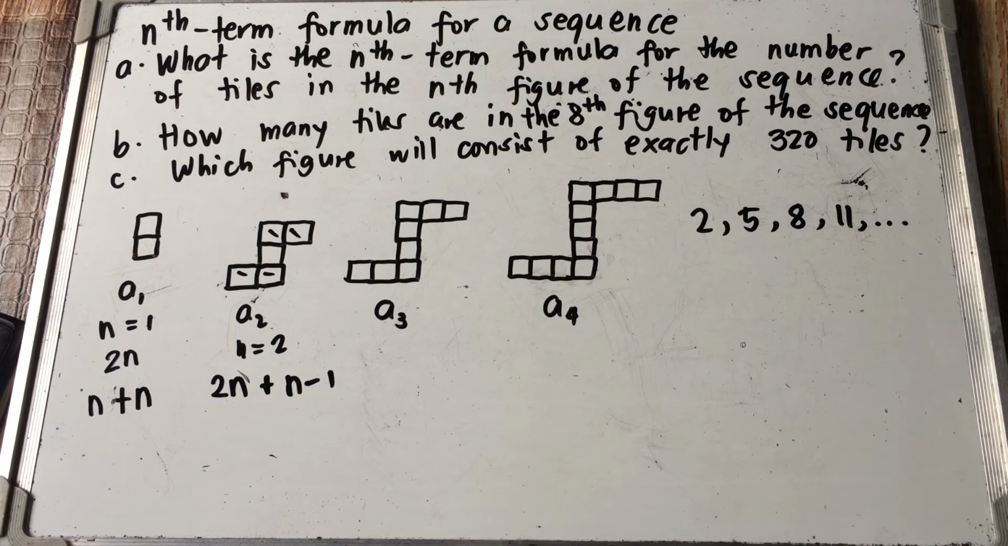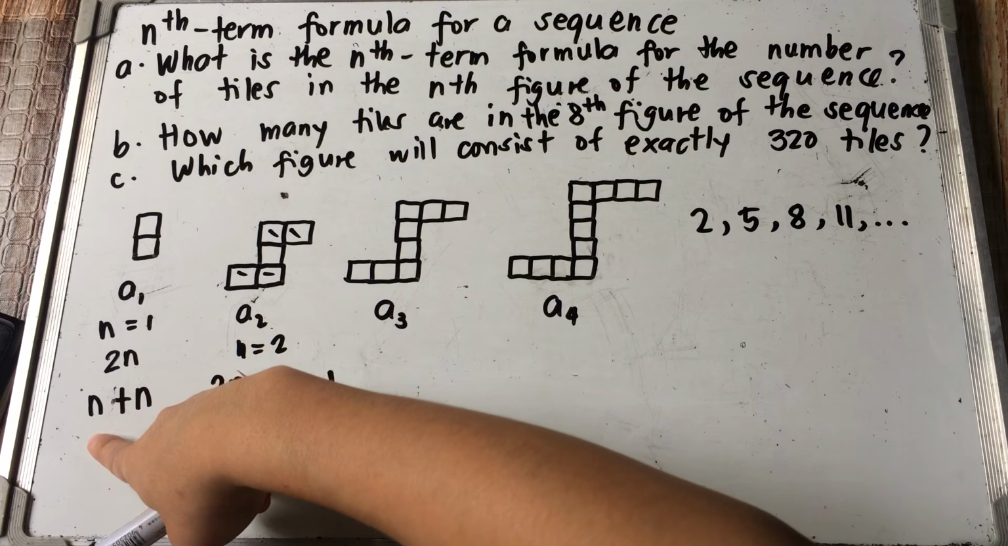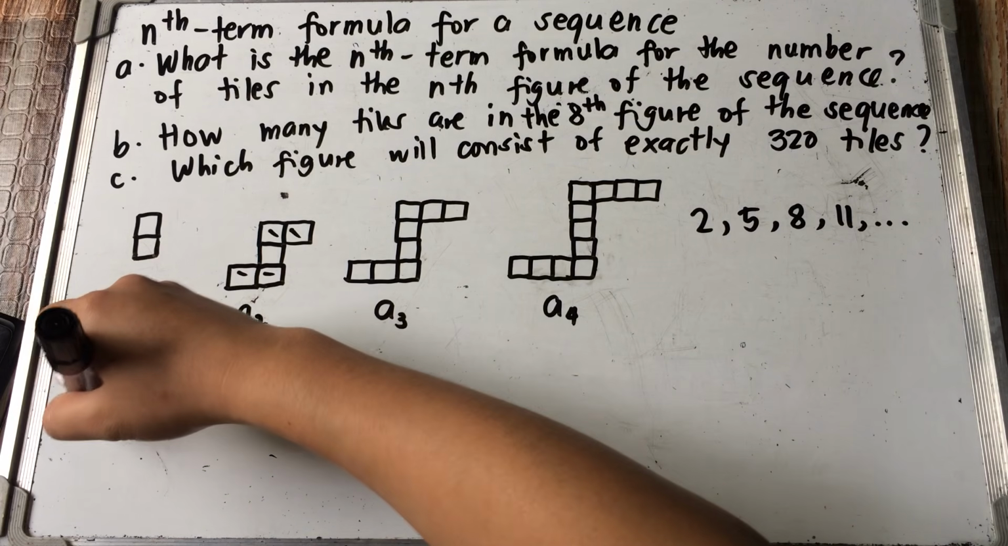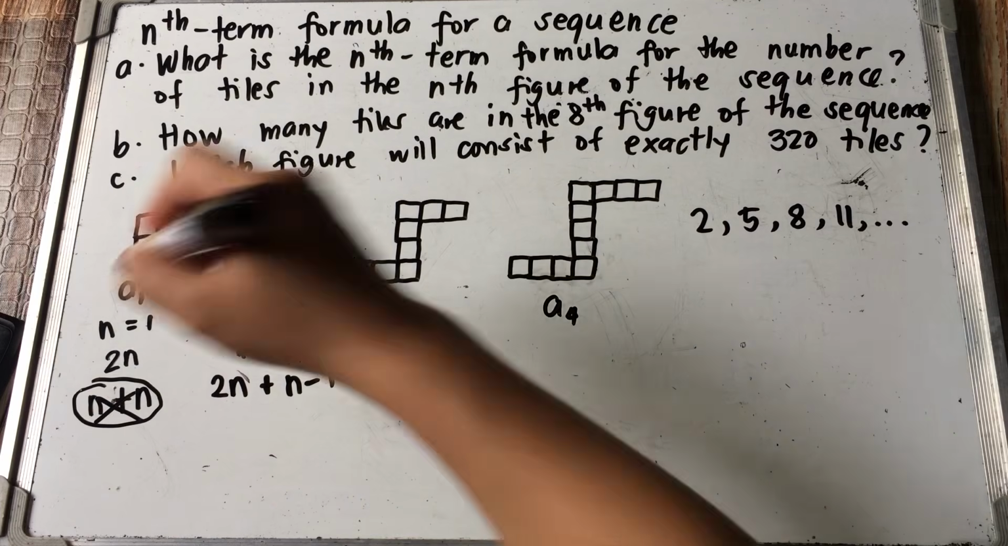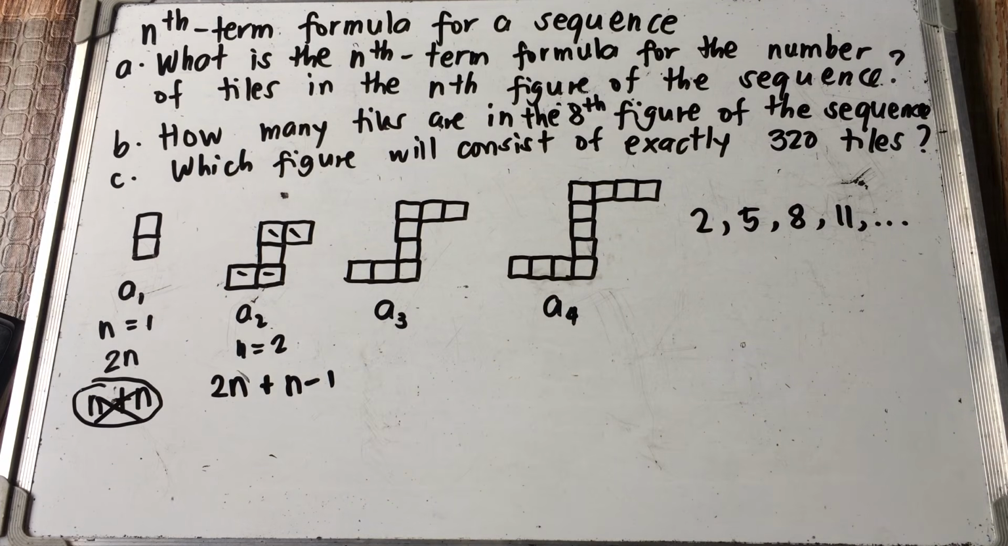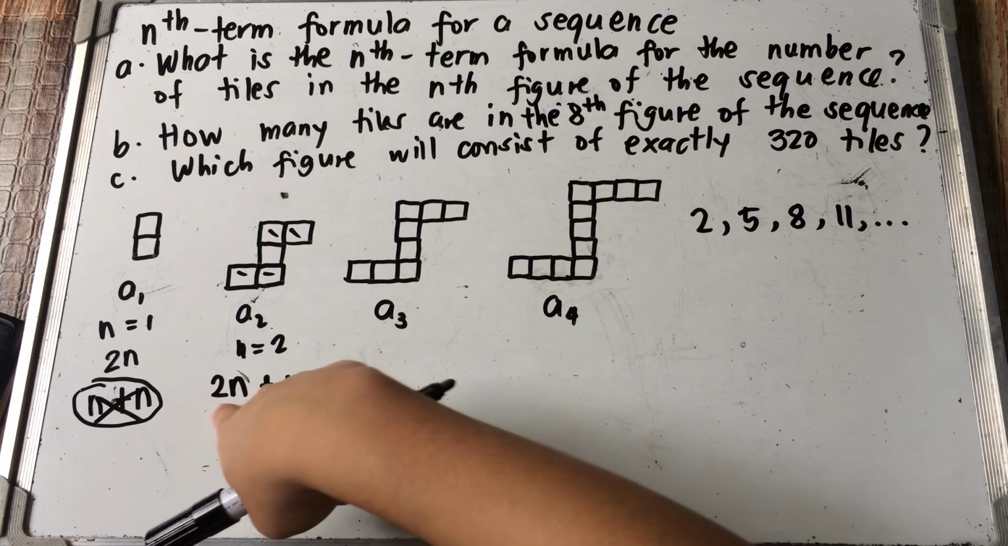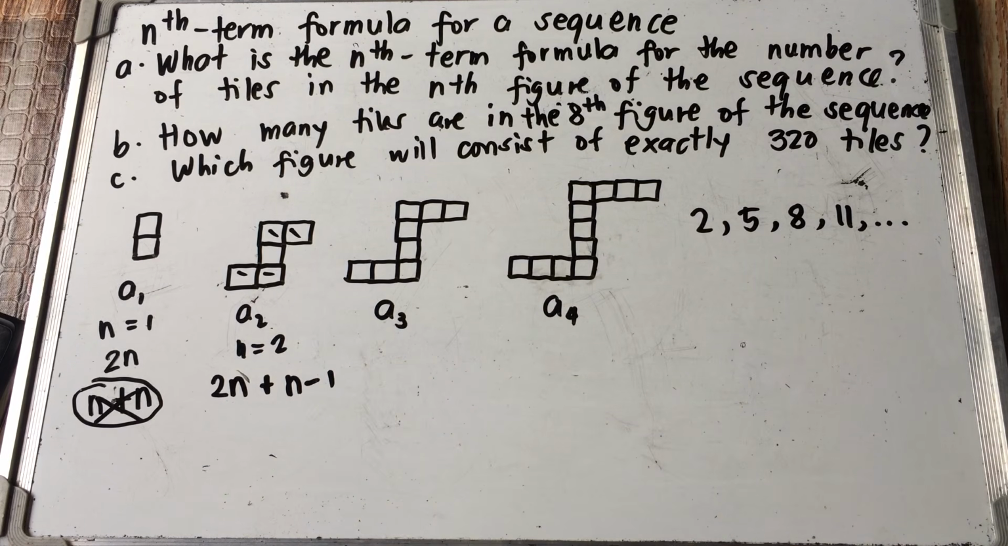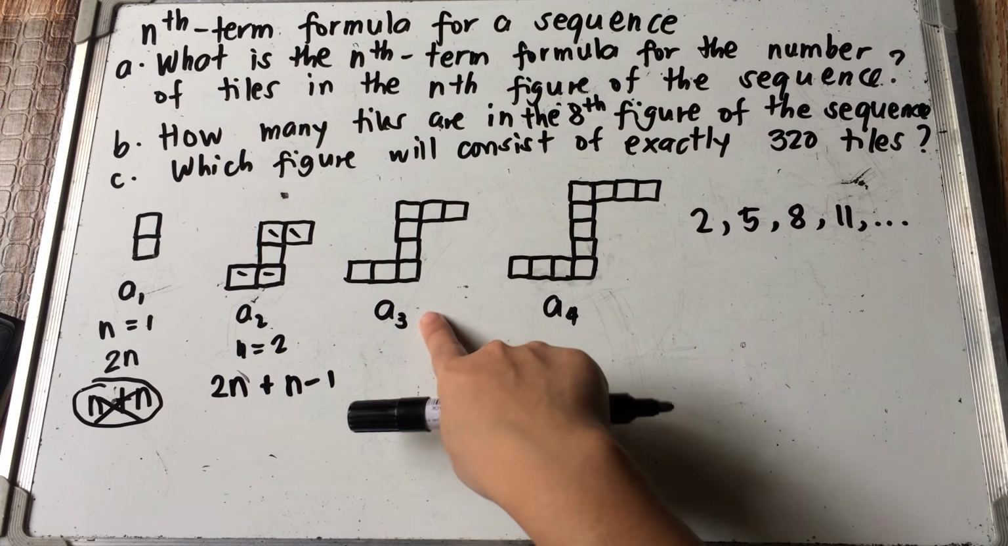So, ibig sabihin, itong nandito sa unang formula, hindi na natin pwedeng gamitin yung n plus n, kasi hindi na natin siya magagamit. Pero ito, yung una, yung 2n, halos kamukha nitong naging conjecture natin sa pangalawang figure. So, tingnan natin sa pangatlo kung ganun din. So, doon sa pangatlo ganun din.